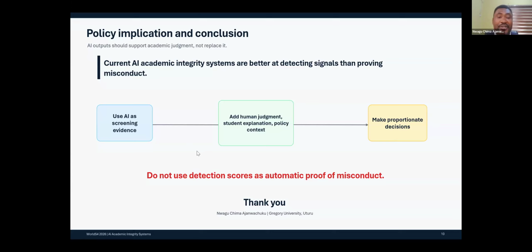So my future direction, my recommendation is that future researchers should build AI systems that can capture student intent, that can capture collaboration context, that can capture institutional policy, that can capture assessment condition, and also capture legitimate academic practices. And yes, that is my recommendation. And I think there should be more research on how institutions use AI detection when it comes to policy decisions.